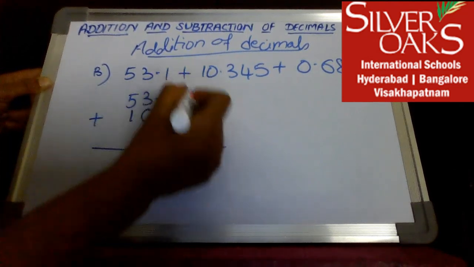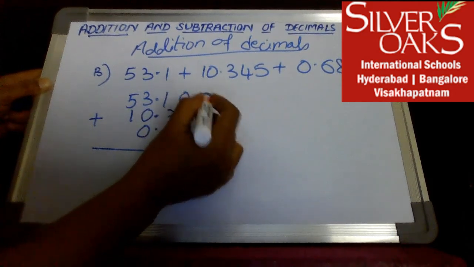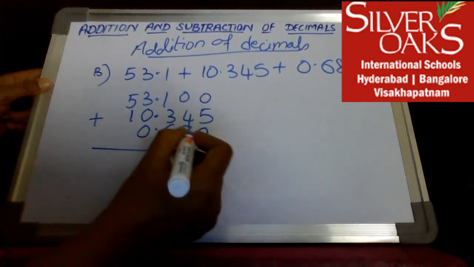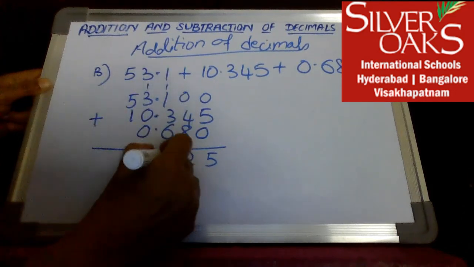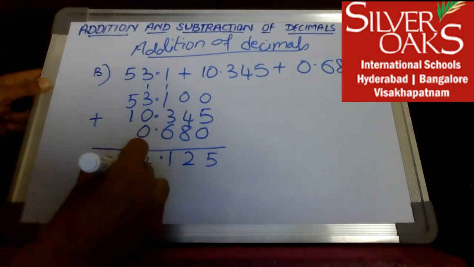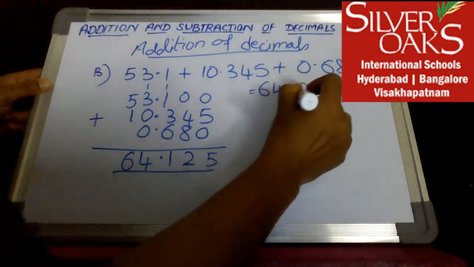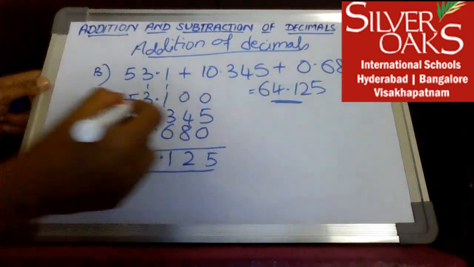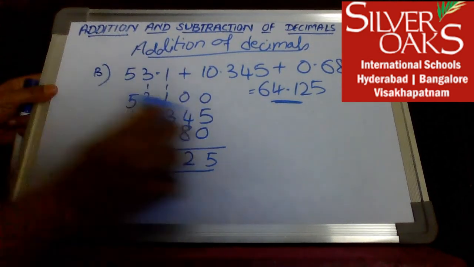Now the second rule is I have to convert them into like decimals. So I'll add zeros here. So now it is 5, 12, 11, 4 and 6, which is 64.125. Hope you all understood how to add the decimals. So you have to follow the two basic rules here.